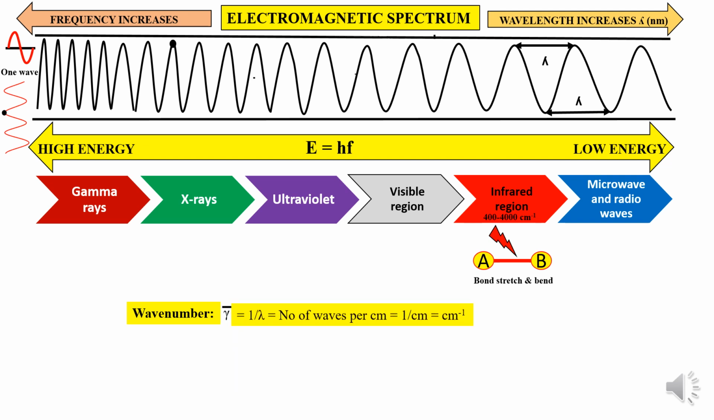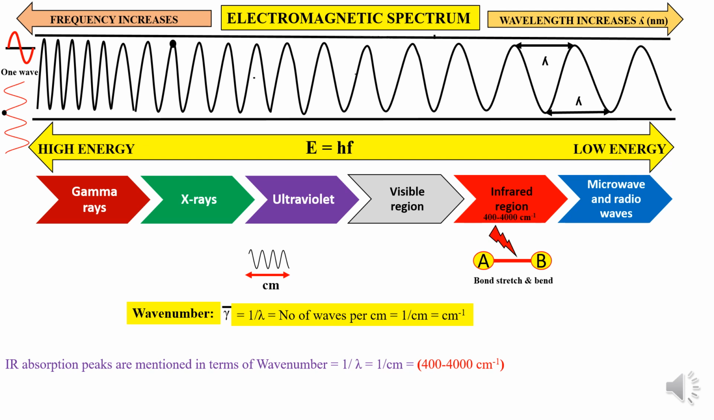Now wave number is the number of waves per centimeter. It is the reciprocal of the wavelength and hence the unit centimeter inverse. So wave number is the number of waves per centimeter of the given wave. Now generally IR absorption peaks in the spectra are mentioned in terms of wave number. That is, they usually consider the reciprocal of the wavelength and thereby end up with the unit of centimeter inverse.